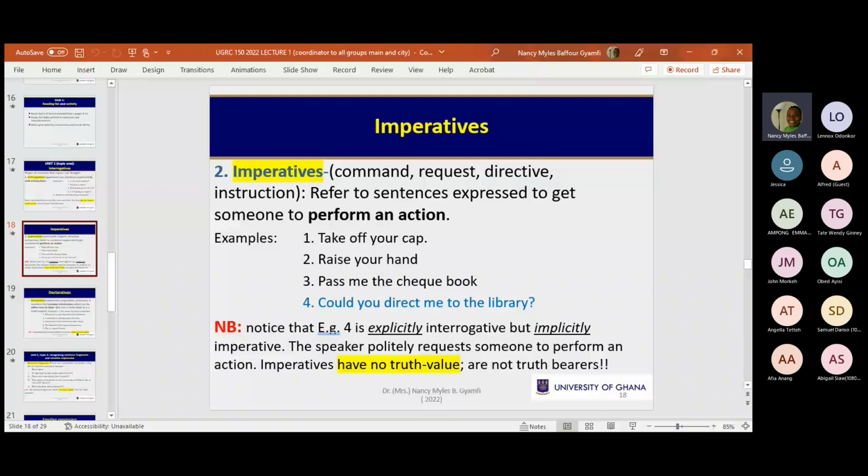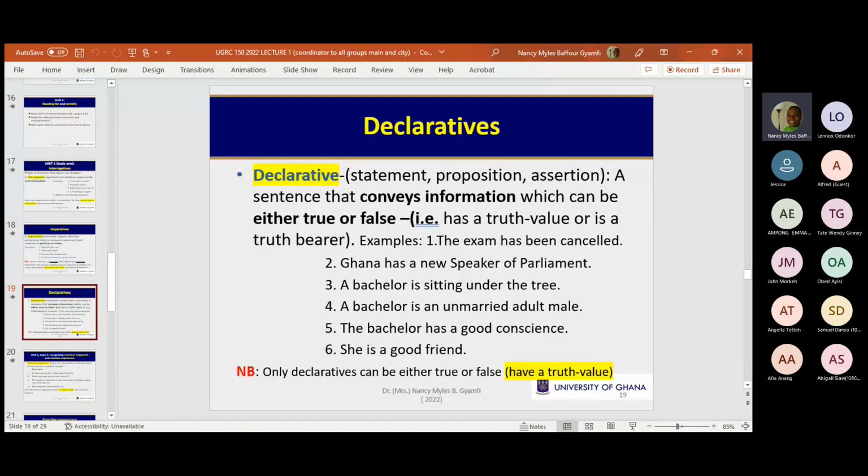Okay, so it's a principle that you should just take for now so that you don't get yourself worked up. Now we go to the third type. So we've seen interrogative, imperative. This is declarative. Declaratives have a truth value. They have all these several names: statement, proposition, assertion. A declarative is a statement, it is a proposition, it's an assertion. They are all one way of referring to the same thing, you see.